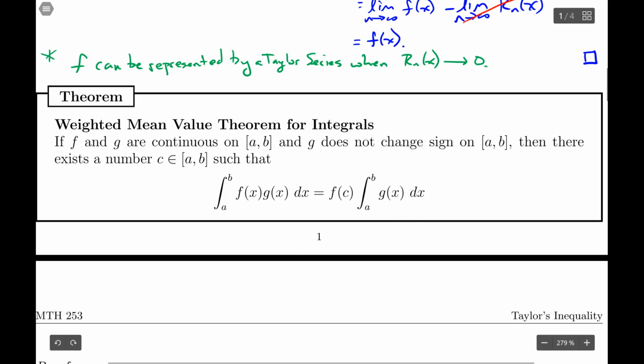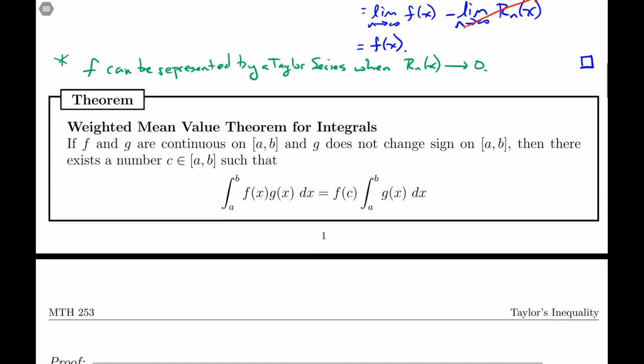It's kind of like saying, let's not integrate the product of these two functions, let's just integrate one of these functions and let's assume the other function is constant. But that's not really an assumption, as long as we can prove this statement. So, let's prove this weighted mean value theorem.